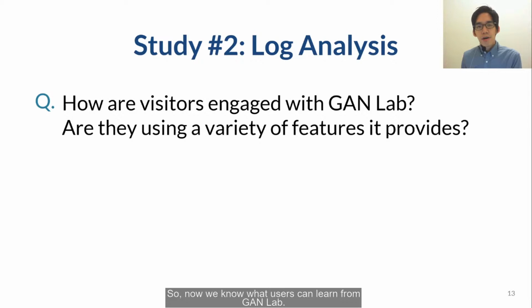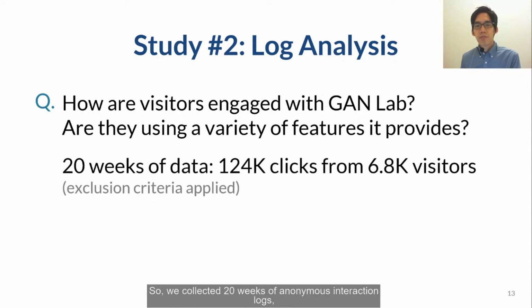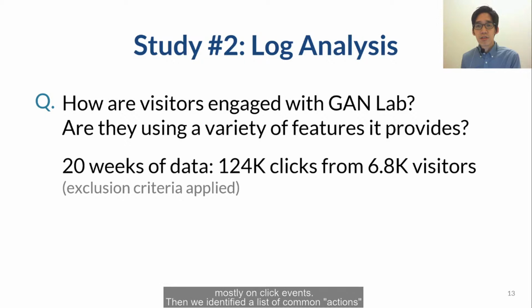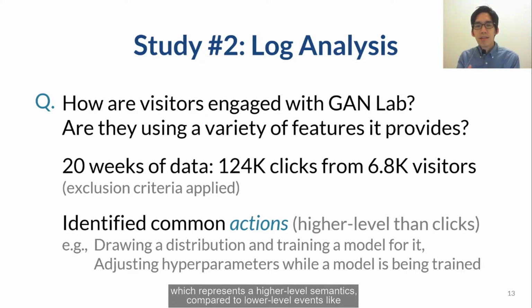So now we know what users can learn from GANLab. Then we were interested in whether people who voluntarily visited our website can also be actively engaged with GANLab. So we collected 20 weeks of anonymous interaction logs, mostly on click events. Then we identified a list of common actions, which represent a higher level of semantics compared to lower level events like clicking on HTML elements. We counted how many users perform each of these actions.